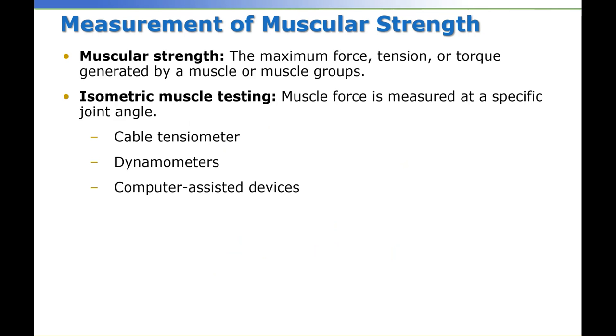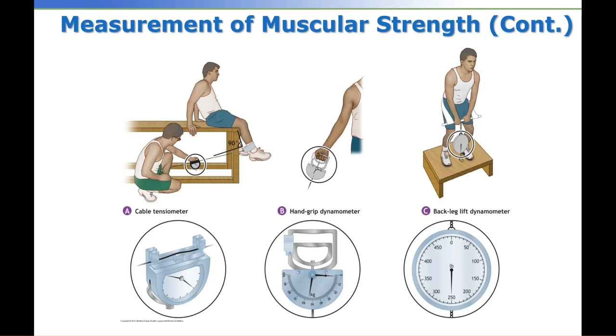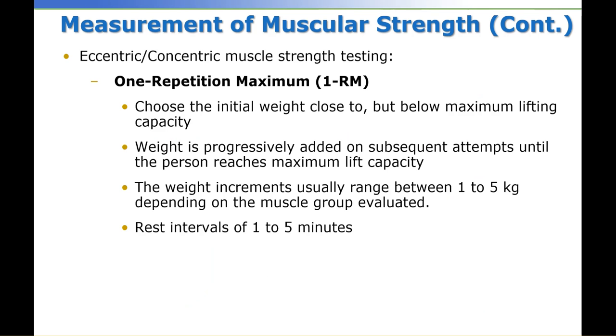All right, so you have measurement of muscular strength. Muscular strength is max force, tension, torque generated by a muscle or muscle groups. Isometric muscle testing: muscle force is measured at a specific joint angle by a cable tensiometer, dynamometer, or computer-assisted devices using isometric tests. And this is on page 438. It talks about measuring muscular strength with these tensiometers and dynamometers, to see the measurement of static strength.